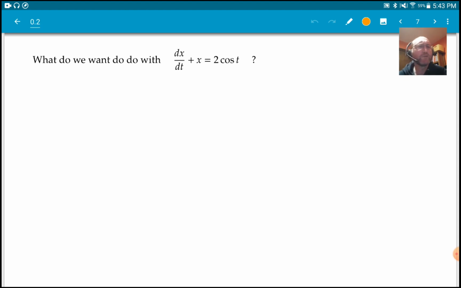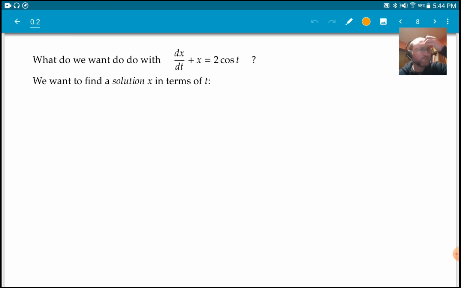Now what do we do with an equation like this? One of the things we want to do is solve it. What is a solution? You want to solve it for x. It's going to be x in terms of t. So x is going to be some expression in t, some function of t. So we have to figure out what this function is.